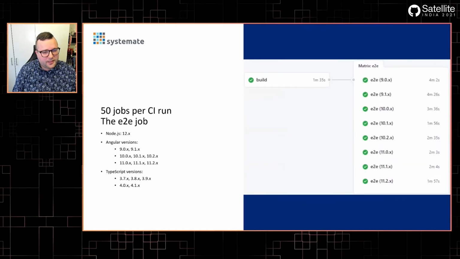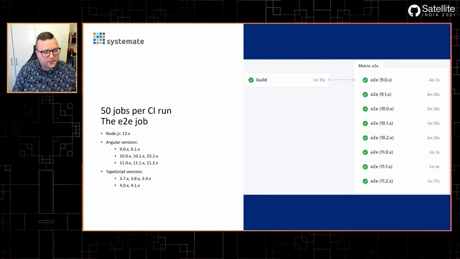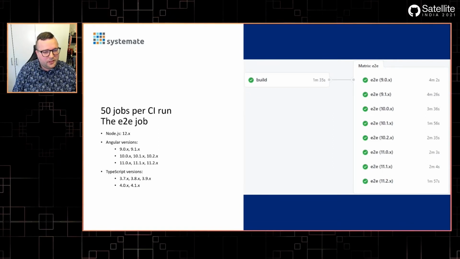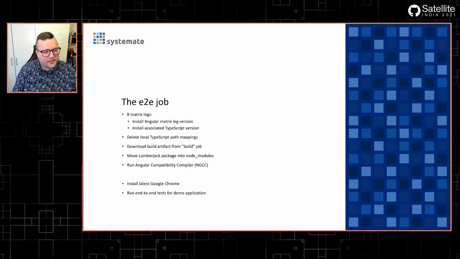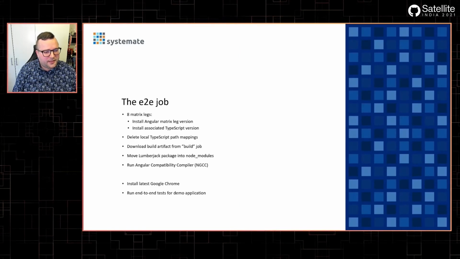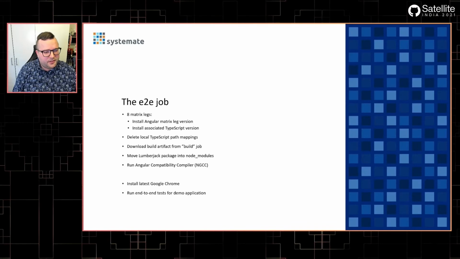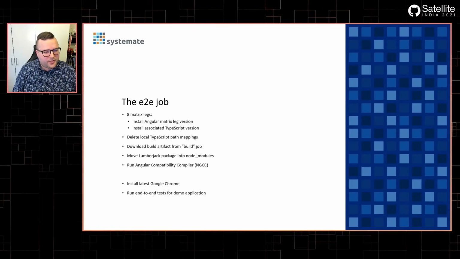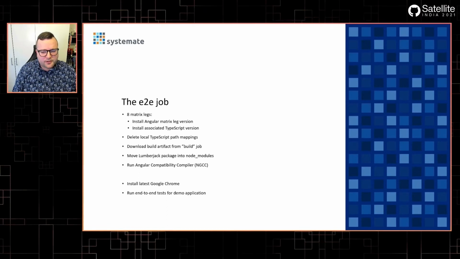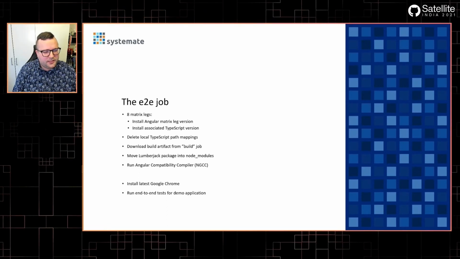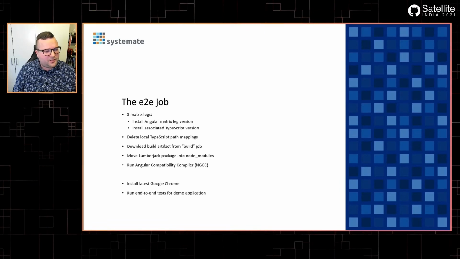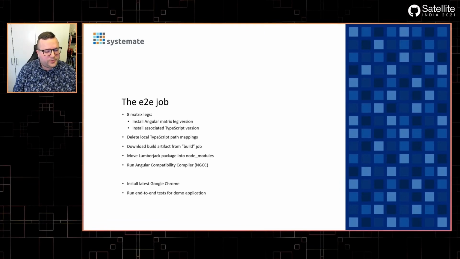The next job is the end-to-end testing job. We see the same setup as before, only one version of Node. But that is 8 matrix legs in total, and we have exactly the same setup as the previous job. But now we're running end-to-end tests using the tool called Protractor. That will use a real browser. In this case, we install the latest version of Google Chrome. Then we run all the end-to-end tests for our demo application using the real package bundle.